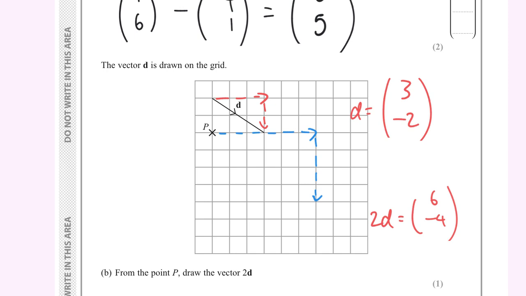And then you just draw yourself a line. So I'll get the ruler out. Draw yourself a line from there to there. Pop a little arrow on it because it tells us the direction. And then label it 2D. And that is job done. That is our last and final mark in this, what was quite a long, actually, 80 marks.